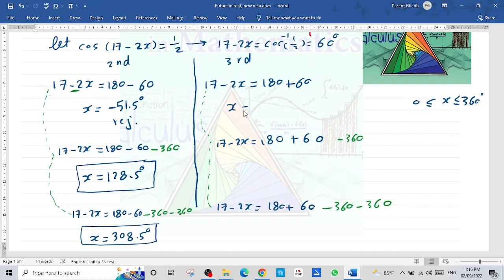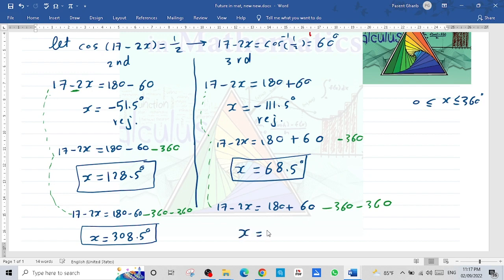Now, on the other side, x equals 180 + 60 − 17, divided by negative 2, the answer is negative 111.5. This value is rejected because it's outside the domain. The second one, 180 + 60 − 360 − 17 from the other side, the total divided by negative 2, is 68.5. Also, this value is acceptable.